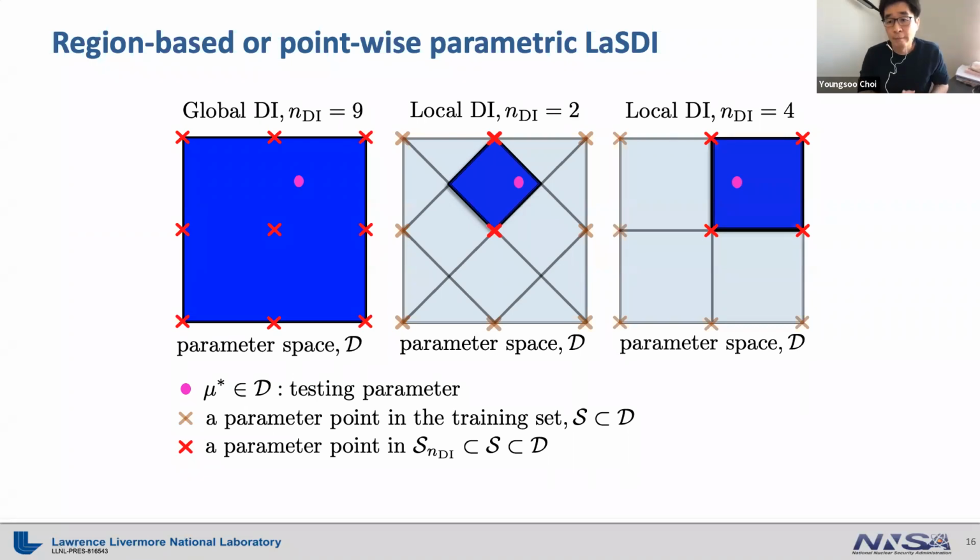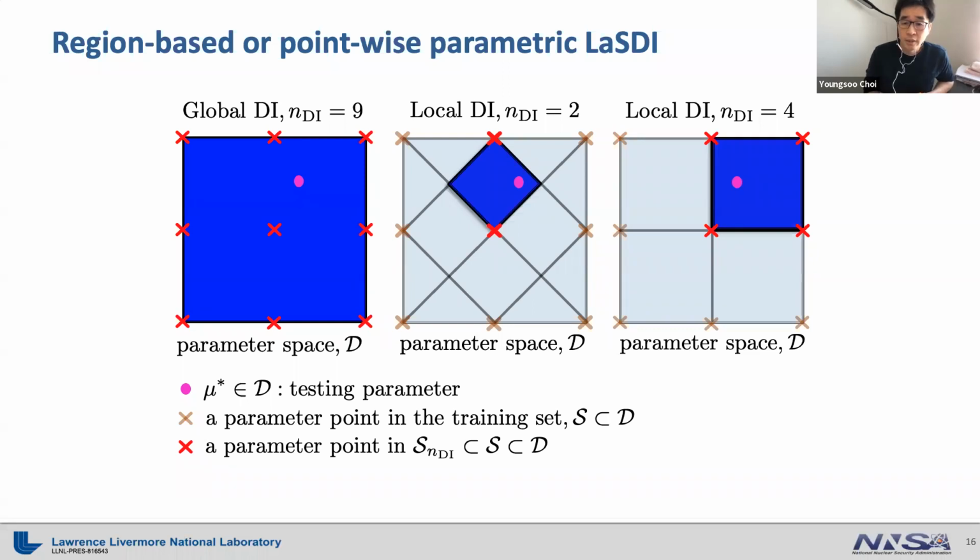By the way, you can also interpolate the coefficients of local DI, right? Each local DI will have different coefficients, and if you interpolate those coefficients, you will be able to get the interpolated DI for any points within these regions, right? And if we take that parameterization technique, we call it point-wise parametric LaSDI.